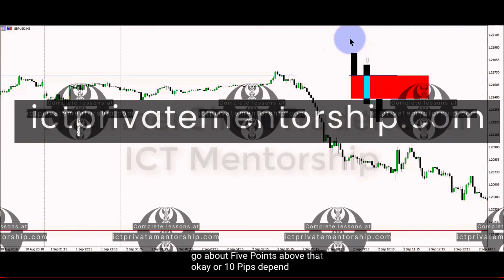Okay, or 10 pips, depending on what your risk model will permit. If you're trading 1% or less, it doesn't make a difference how many pips it is, because there's not going to be that much damage to you. And you're up here. You have an entry here, and you have an entry here. Follow along.